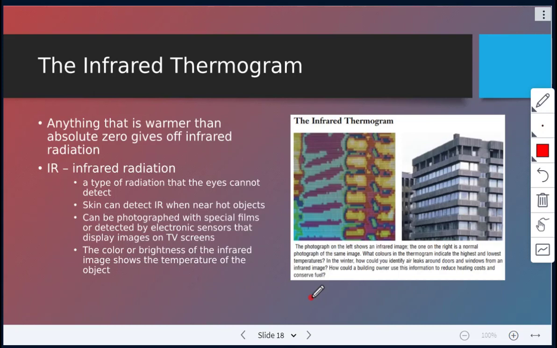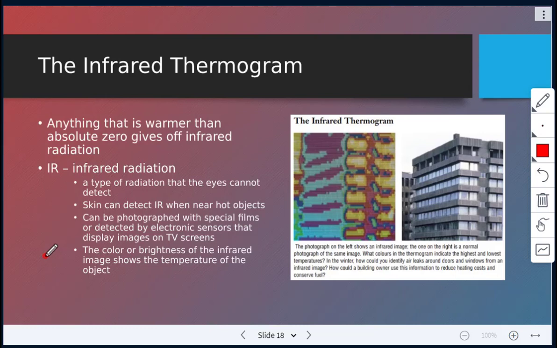All right, this is an infrared thermogram. So anything that is warmer than absolute zero gives off infrared radiation, which is also called IR for infrared radiation. So it's a type of radiation that the eyes cannot detect. Skin can detect IR when we're near hot objects. It can be photographed with special films or detected by electronic sensors that will then display the images. The color or brightness of the infrared image shows the temperature of the object.